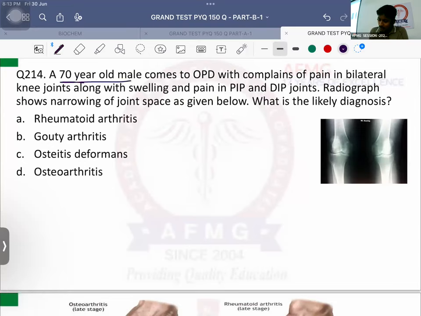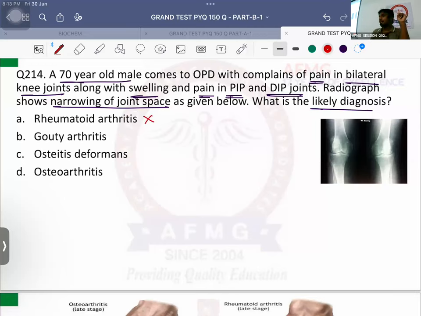Question number 214. A 70-year-old male comes to OPD with complaints of pain in the bilateral knee joints along with swelling and pain in the PIP as well as DIP joint. Radiograph shows narrowing of the joint space. What is the likely diagnosis? Pehle mujhe ye batao why you will rule out rheumatoid arthritis.